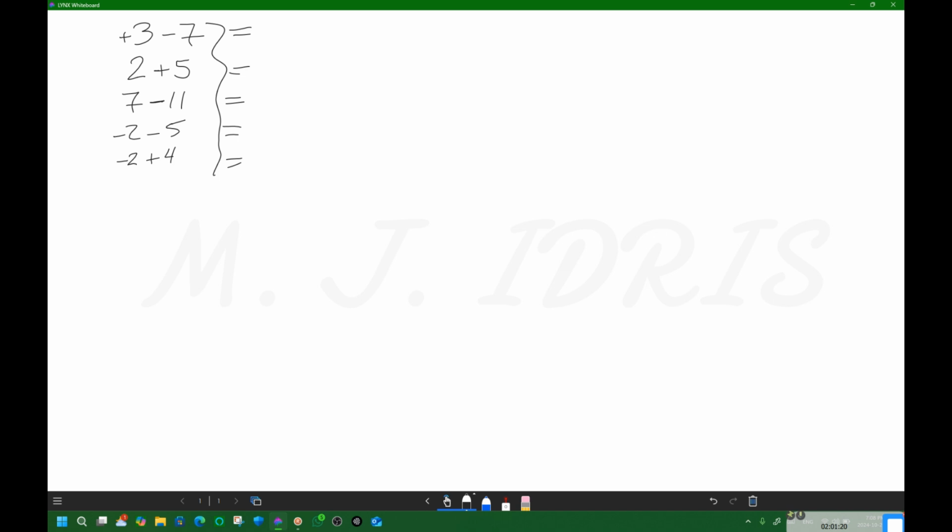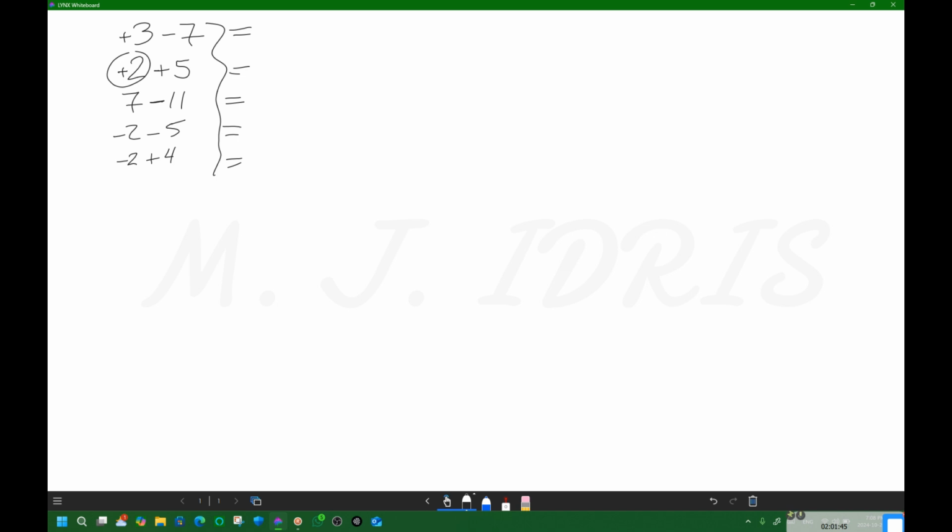Here I have positive 3 or negative 7. Here I have 2 without a sign. Any number that doesn't have a sign on its left actually has a positive sign, but it's hidden. If the number doesn't have anything before it, then it has a positive sign, it was just hidden. So here I have positive 3 minus 7.